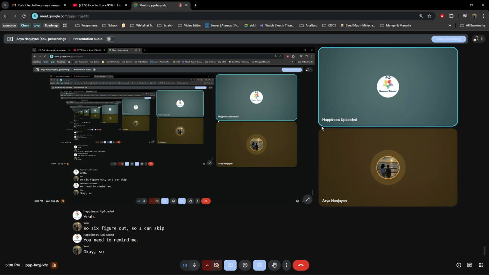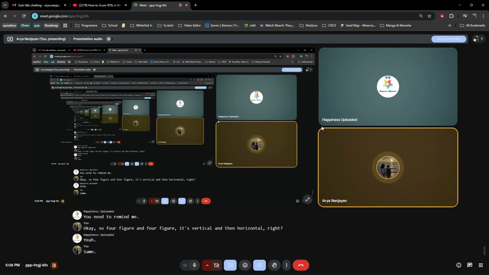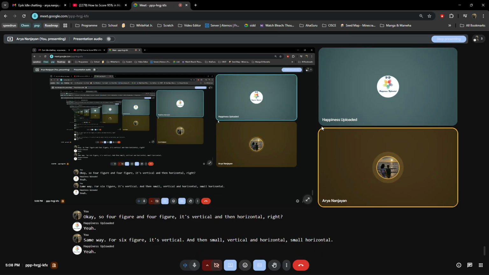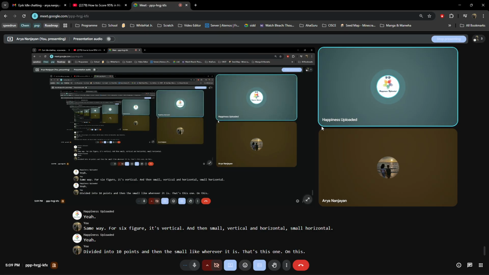Okay. So for four-figure it's vertical and then horizontal, right? Same way for six-figure it's vertical and then small vertical and then horizontal and small horizontal. You divide it into 10 points and then wherever it is, that's the small one. Understood?